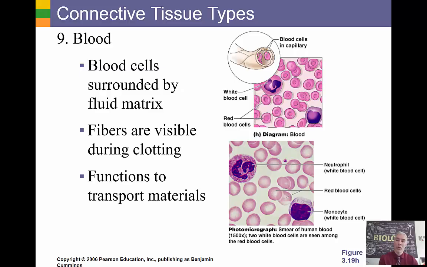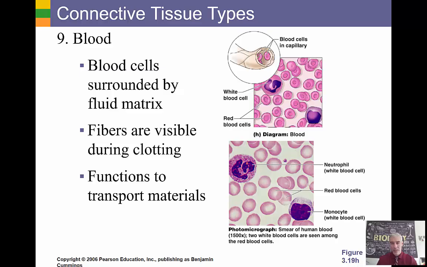But as I said, it is the only fluid connective tissue. And when we zoom out on this, blood looks like little circles with a lighter color in the middle. That's because it pinches in the middle. It's a thinner membrane there. And that's all to increase the surface area to carry oxygen. And that's what these red blood cells do.